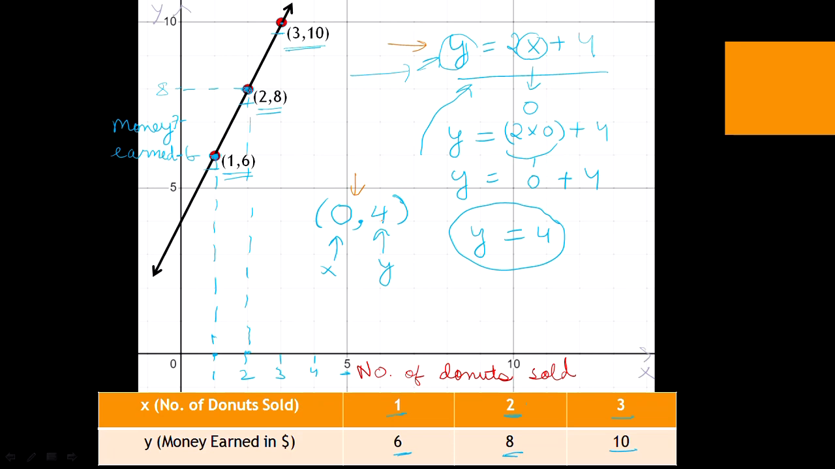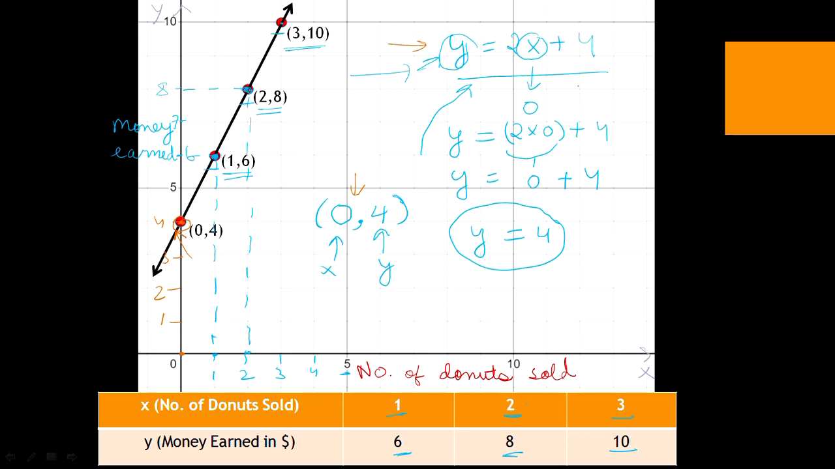Where would 0 comma 4 lie on this Cartesian plane? Well, we have to go 0 on the x-axis, that is 0 on the x-axis, and where is 4? Well, 1, 2, 3, 4. So if we see, 0 comma 4 is this point right here, we can label that 0 comma 4, and it turns out even this point lies on the straight line.